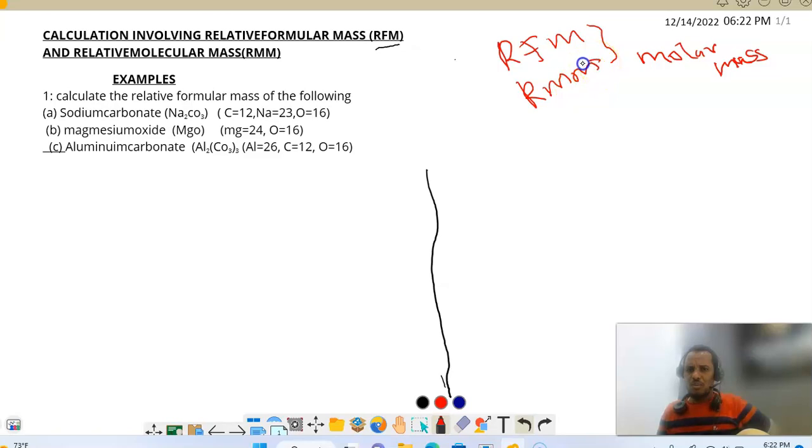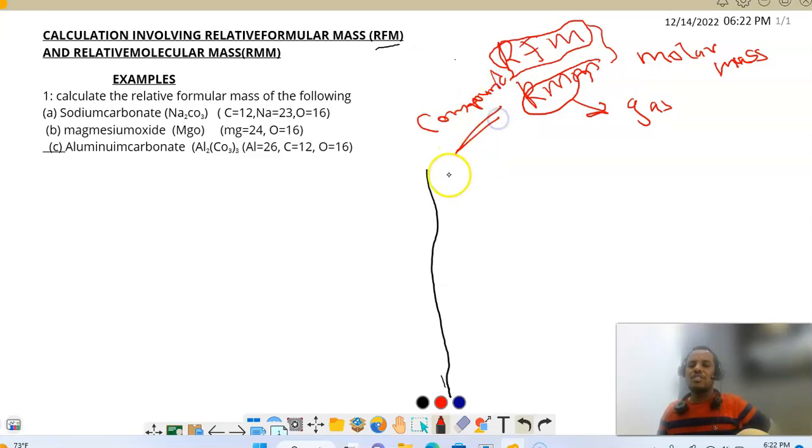Mostly relative molecular mass deals with gases. We are going to see the calculation done in a separate way. Relative formula mass deals with compounds like salts, different salts. Relative molecular mass also deals with a compound but a gas, especially gases. Okay, let me clean the board.